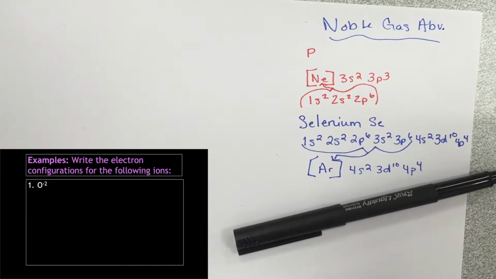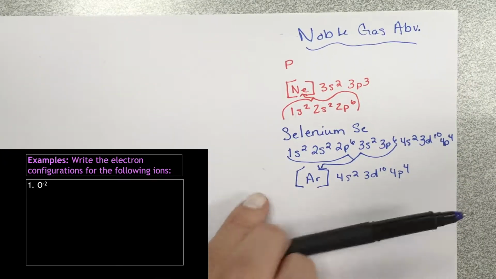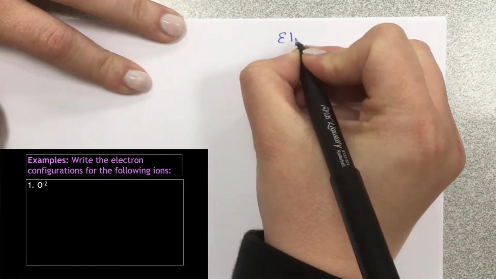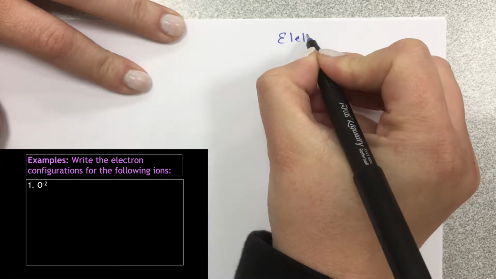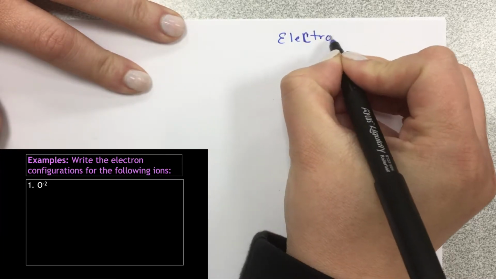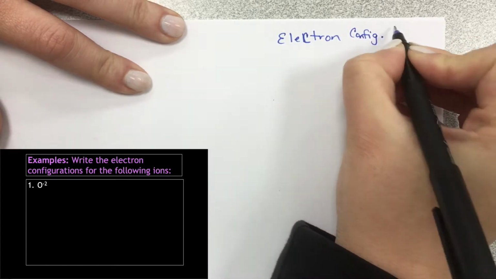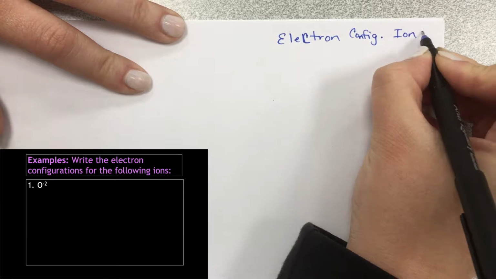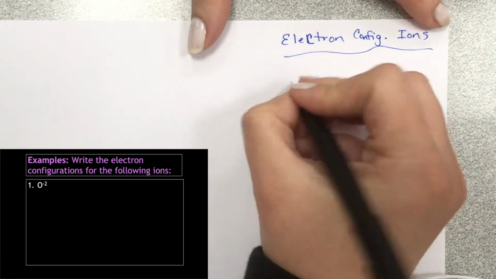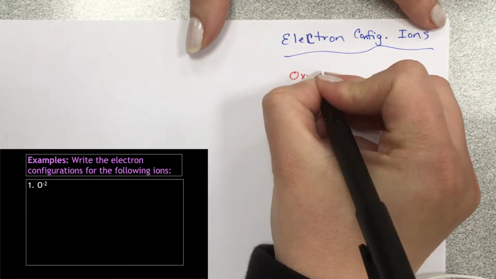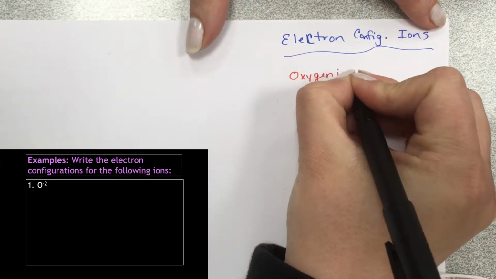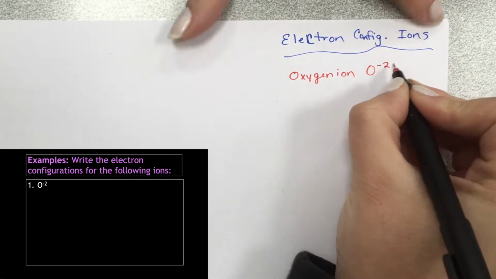So we're going to write electron configurations, not just with neutral atoms, but with ions now, okay? So I'm just going to flip this paper. Electron configuration for ions. Okay. All right. So it looks like the first one we're doing is oxygen. Okay. So oxygen ion, which is O minus 2.